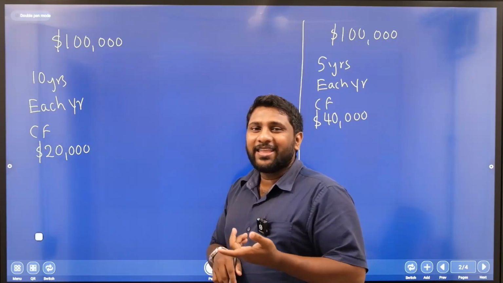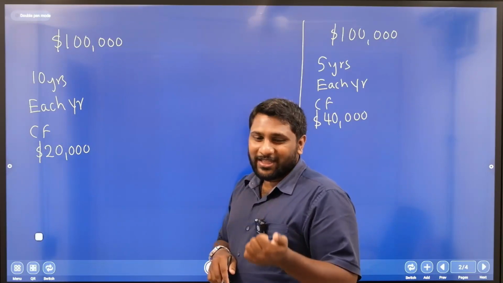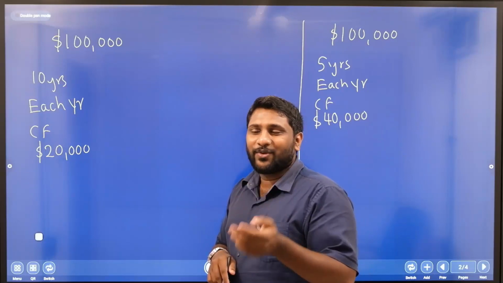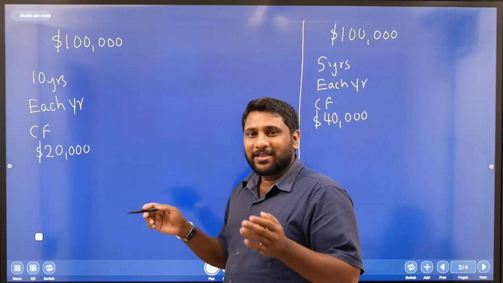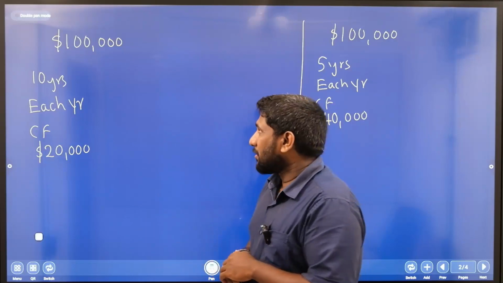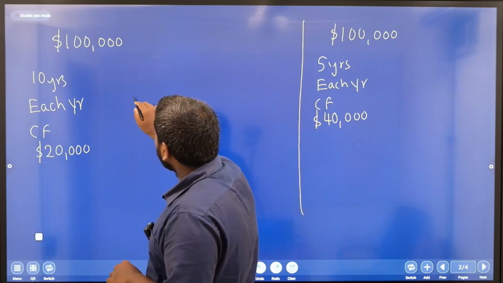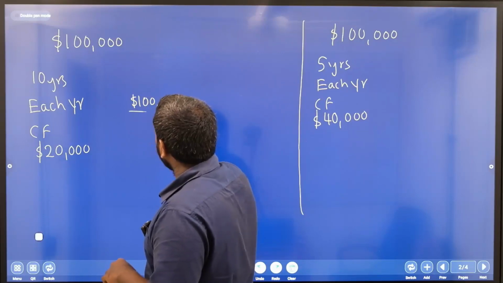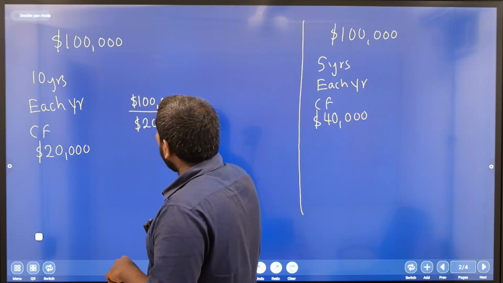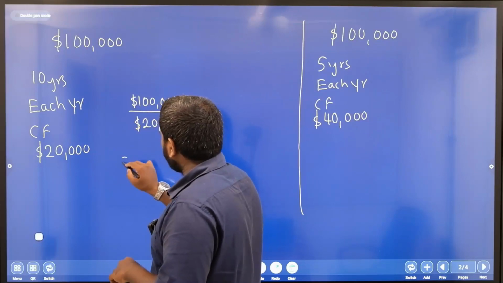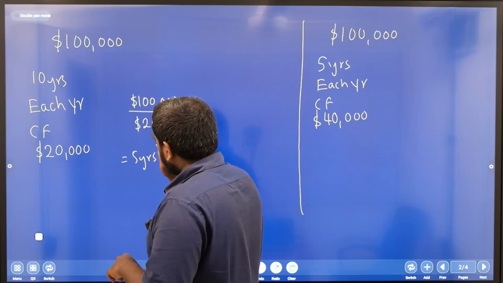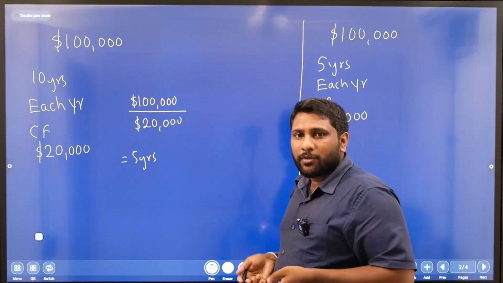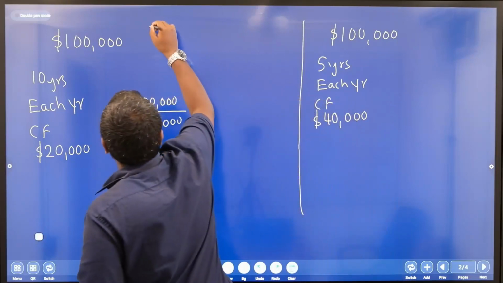Simply you can tell 5 years. Very simple. Year 1, 20,000. Year 2, 20,000. Year 3, 20,000. Year 4, 20,000. Year 5, 20,000. So within 5 years, I can recover my initial investment. So let's write it. 100,000 divided by 20,000. The answer that I am getting is 5 years. Based on this question, now we'll construct a formula to calculate the payback period.